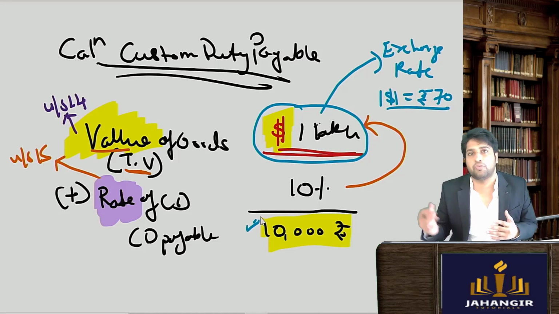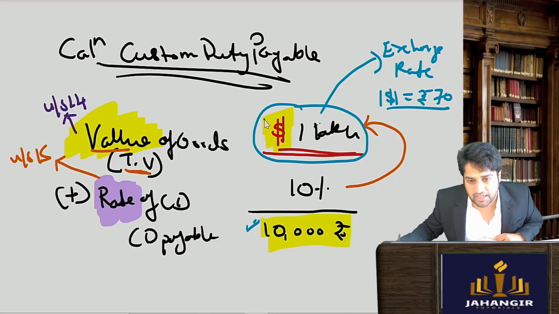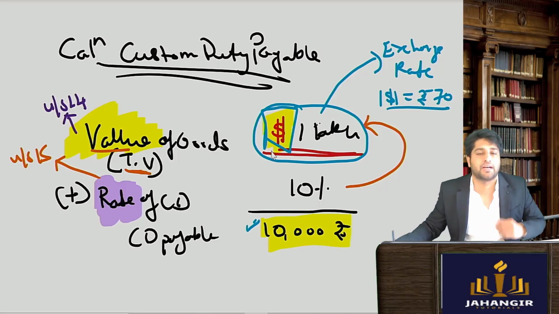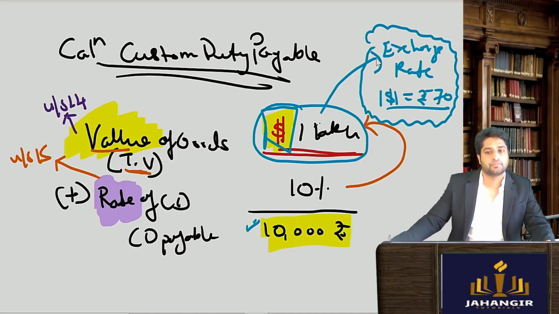If it is in rupee terms, you will move ahead quickly, but if it is in dollar terms or foreign currency terms, you have to first convert it as per the respective exchange rate. Now the question comes: which date's exchange rate should be taken? Is that clear so far? This is common sense, you will convert it into rupee terms and then move forward.